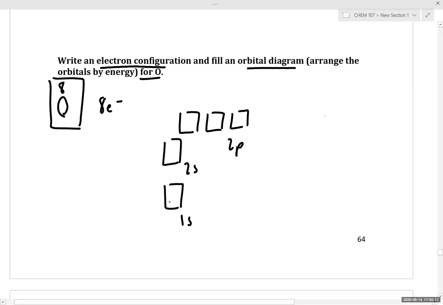Okay, now we're going to fill our orbital box diagram from the lowest to highest energy orbital. So we fill our 1s orbital first with 2 electrons. We have 6 electrons remaining. Then we fill our 2s orbital. We have 4 electrons remaining. For our 2p orbital, we fill each of our empty orbitals first, and then we pair our last electron, and that gives us 0 electrons remaining.